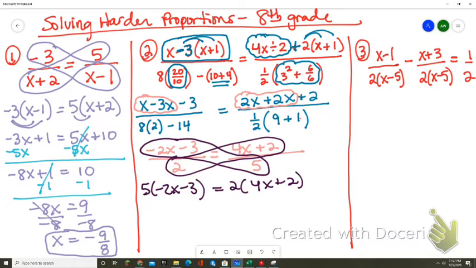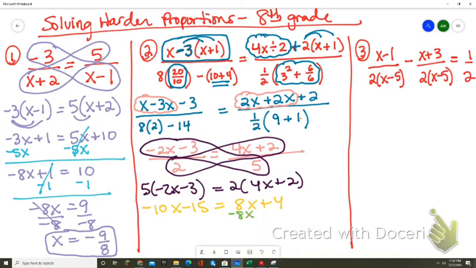Now, if you guys want to skip writing this step and just go straight to distributing, I'm fine with you writing -10x minus 15 equals 8x plus 4, and leaving out that step above. When you distribute, though, you have to remember you distribute to both terms, and you really have to watch your signs. So now I can start moving things.